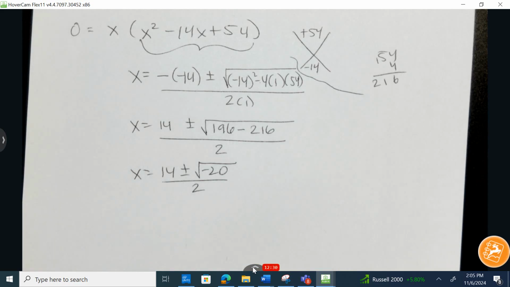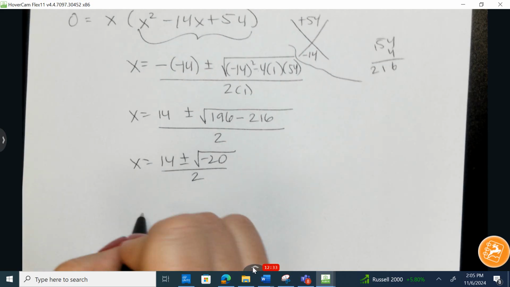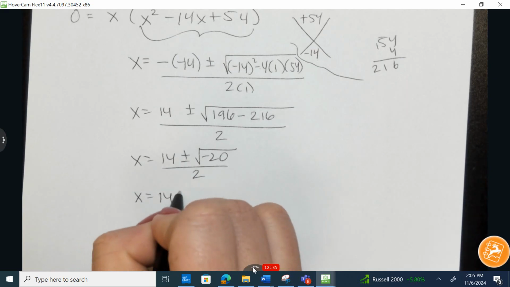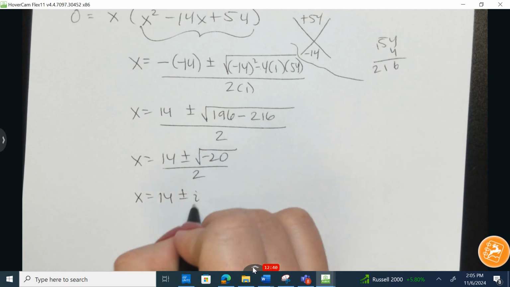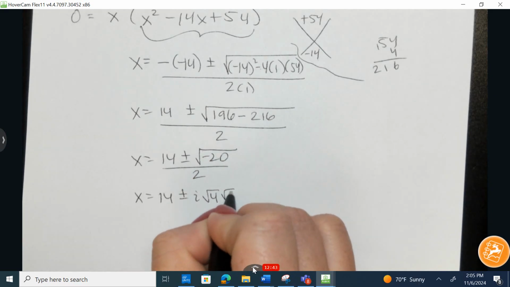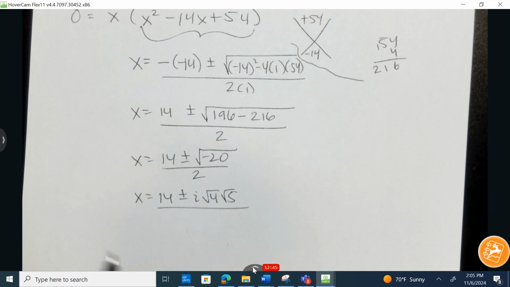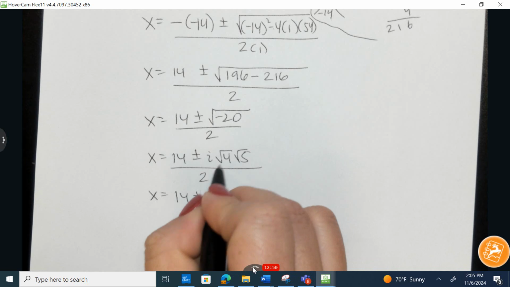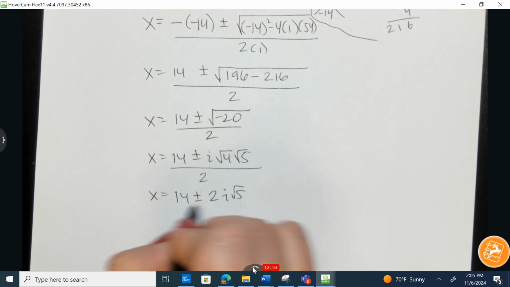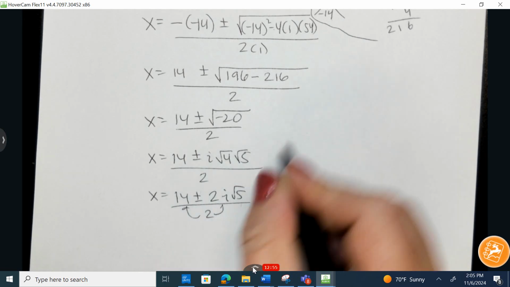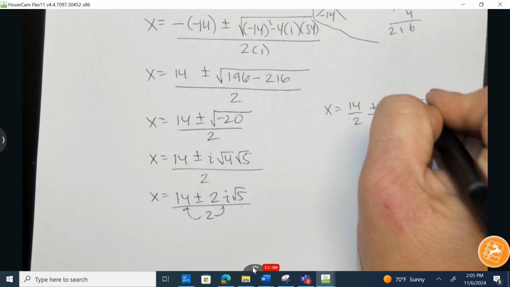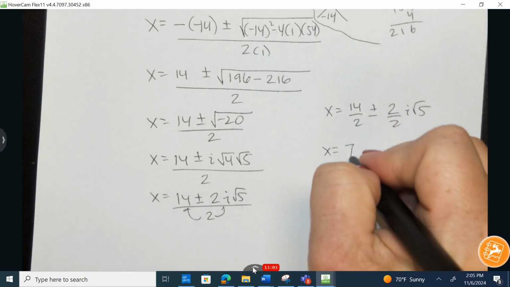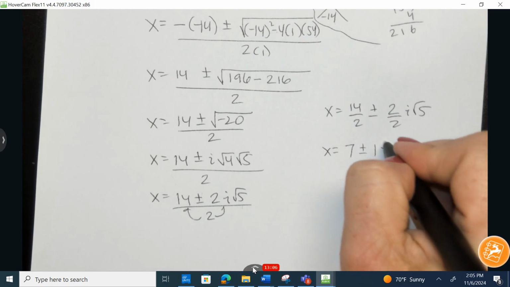And now this is looking very similar to example number 2. Okay, so I'm going to split this. I'm going to take out the negative sign and make it an i. And 20 breaks into the square root of 4 times the square root of 5. I'm looking for that perfect square that nicely goes into 20. Square root of 4 is 2. And now this 2 must be shared to both the left and the right. So 14 divided by 2 and 2 divided by 2. 14 divided by 2 is 7. 2 divided by 2 is 1.